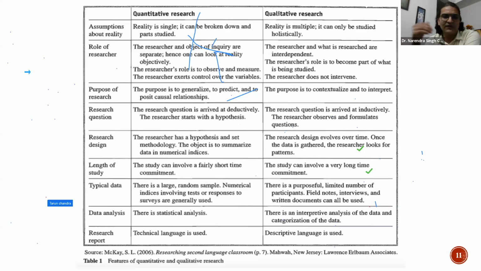Now, this is again the same thing, so I am just moving ahead. Reality is single. It can be broken down into parts for study. That is about the assumptions of quantitative research. Reality is multiple. It can only be studied holistically. That is about the qualitative research.